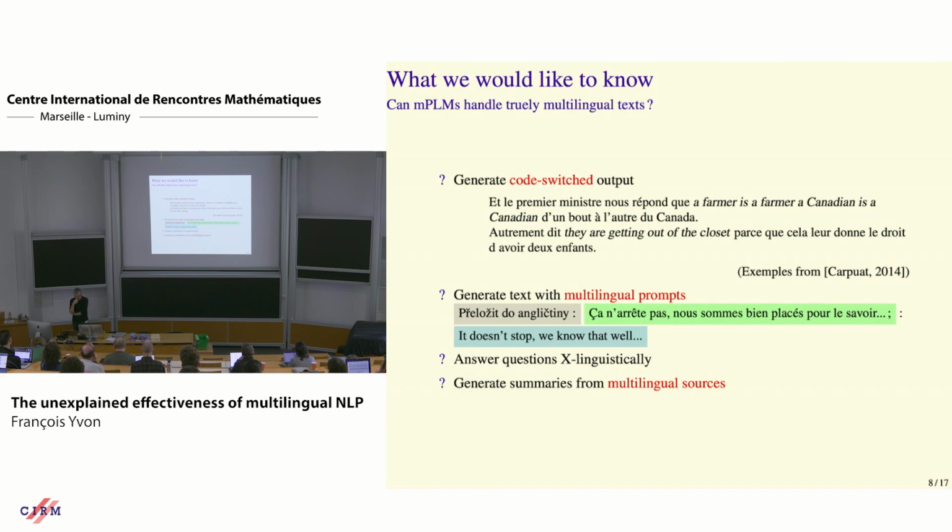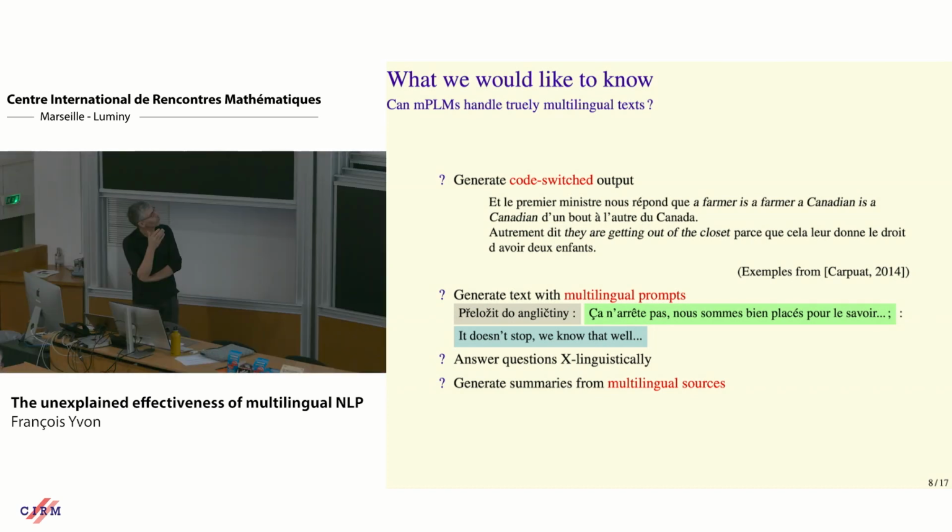This is interesting. They don't know how to answer questions cross-linguistically, so to do two things at the same time. And we don't know how well they could handle summarization from multilingual sources. So there are still many tests or many challenges that these models haven't passed, even though they are improving every month or so.